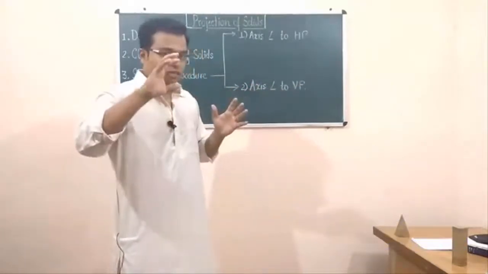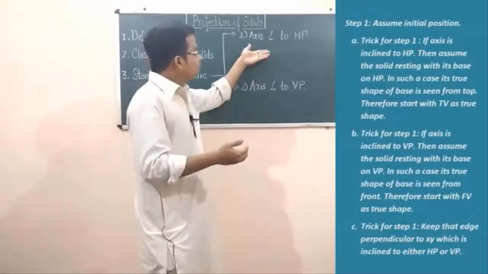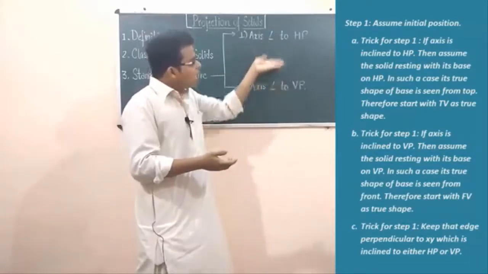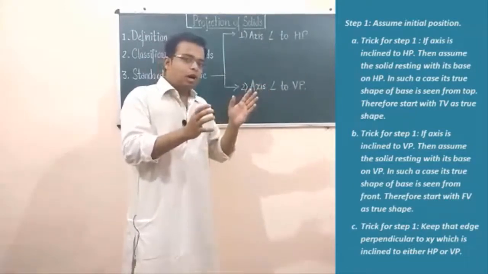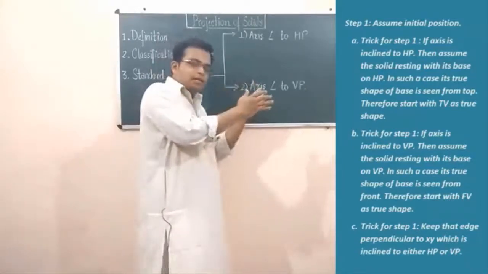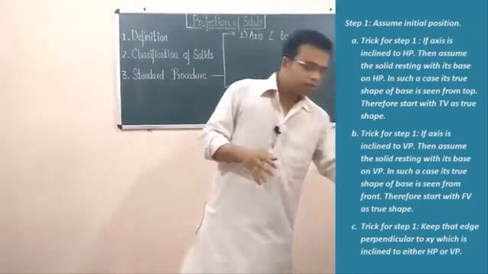There are essentially 2 cases with which you have to go for the projection. The axis would either be inclined to HP or inclined to VP. This axis inclination is something which is going to happen in step number 2. So let me tell you the impact of step number 2 on step number 1. Now let us take this case.